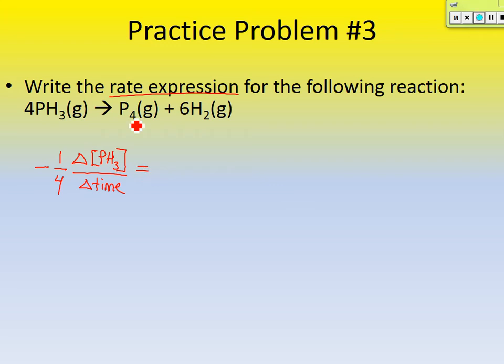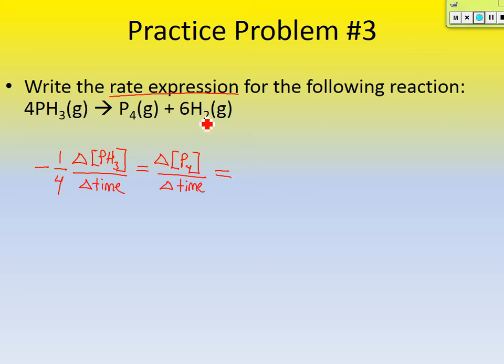Now we're going to this side of the equation, which is the product side. Positive or negative sign? Positive, because it's going to appear over time. And so my coefficient is a 1. Yeah, I could put 1 over 1, but everyone knows that's just 1. So 1 in chemistry is implied. So all we're going to do is times it by the rate. The change in concentration of P4 over the change in time. That's it. So set it equal to your last term.